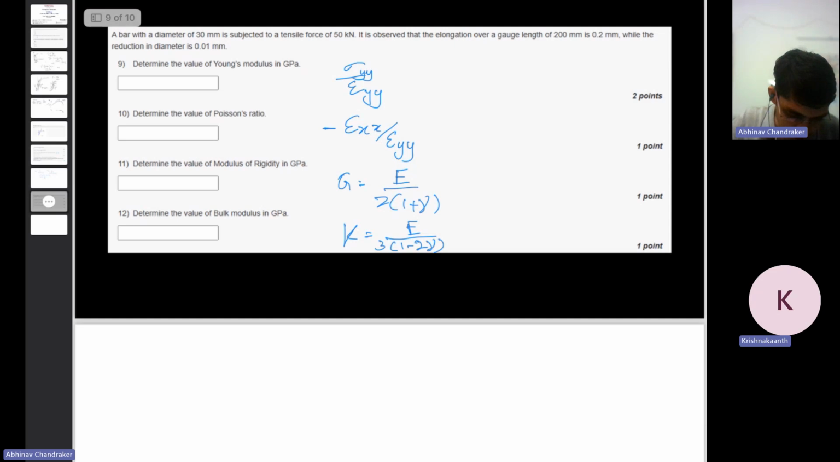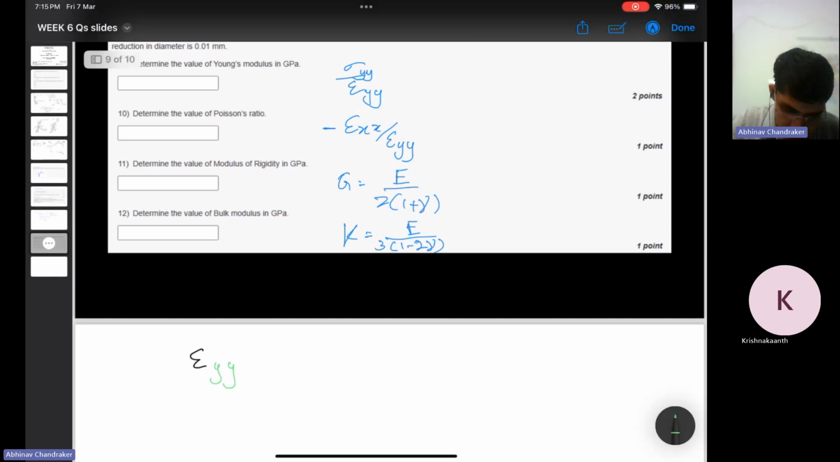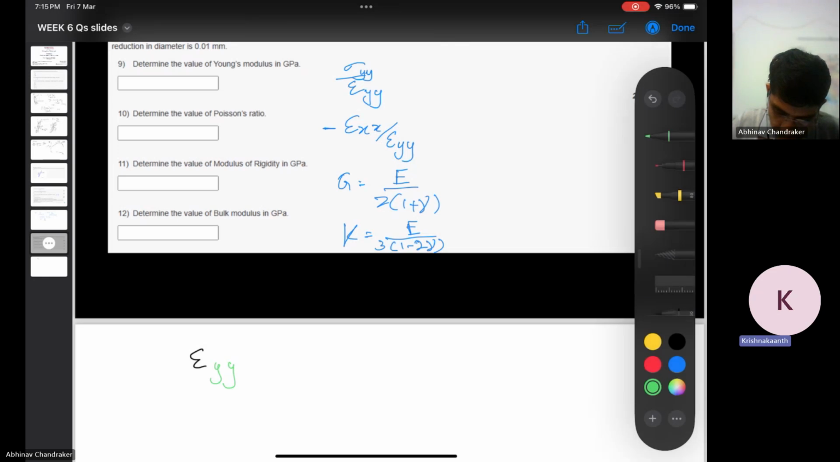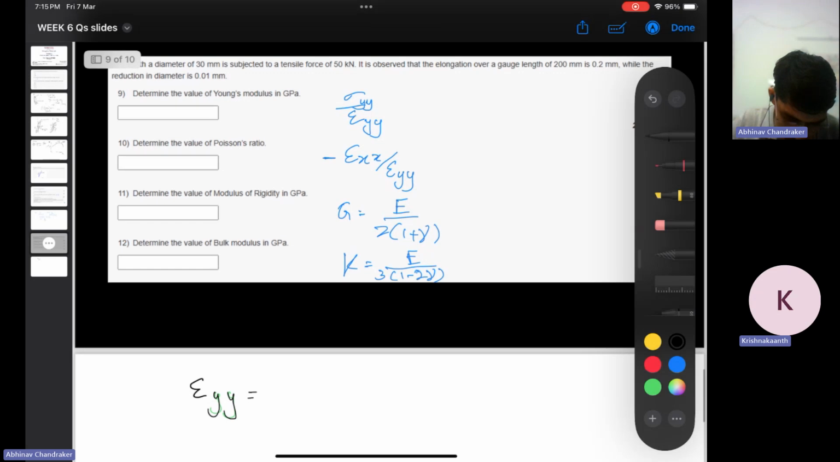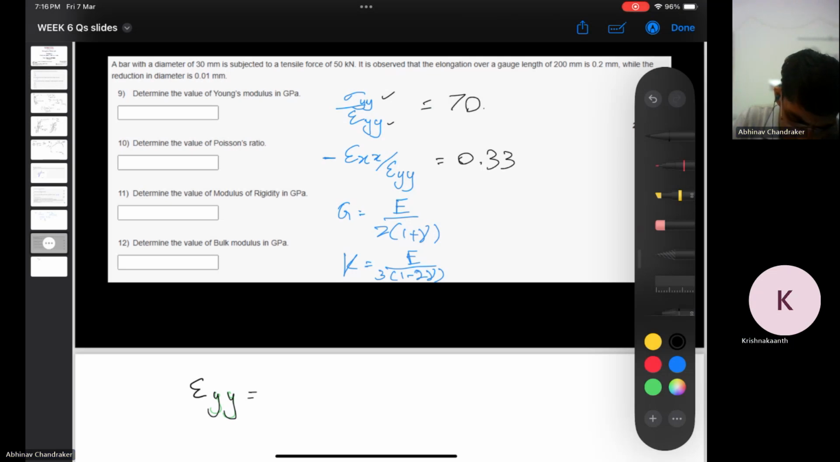So you can calculate epsilon yy as, this is how you do it. Out of four, the three got right. Epsilon yx, these three you got right. Only bulk modulus. So this is 0.33, this is 70.77 GPa.